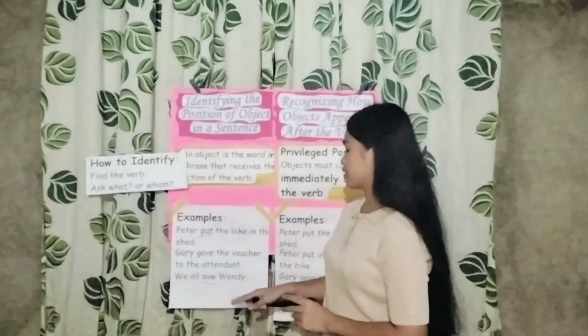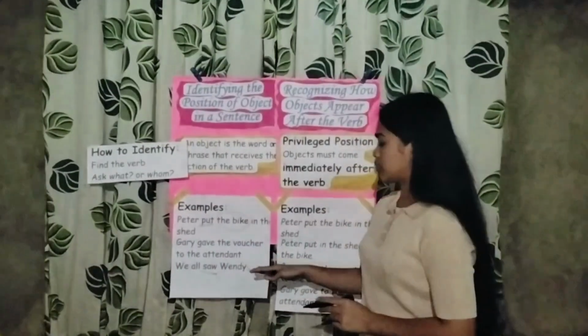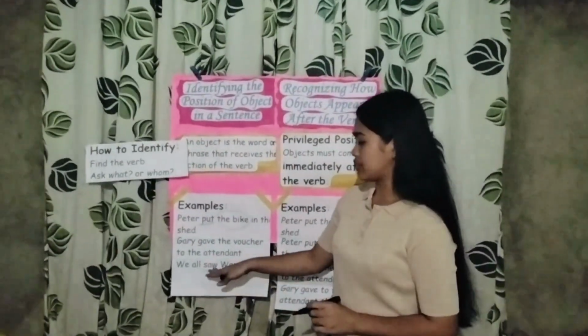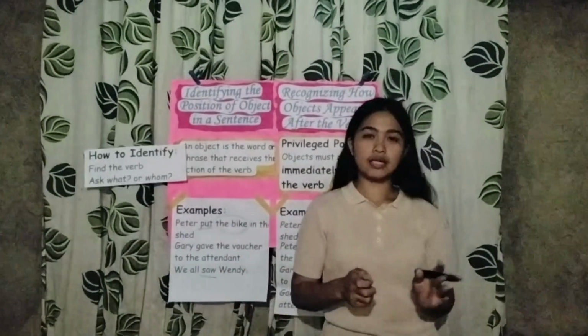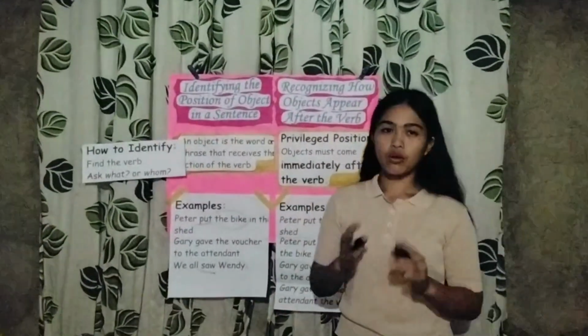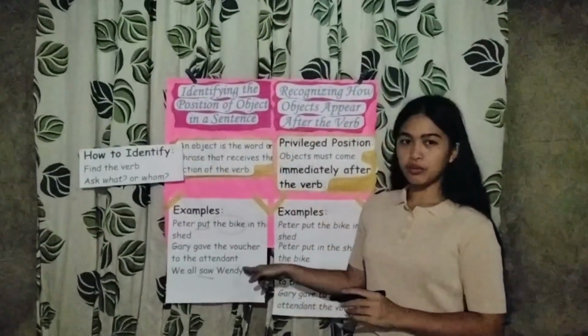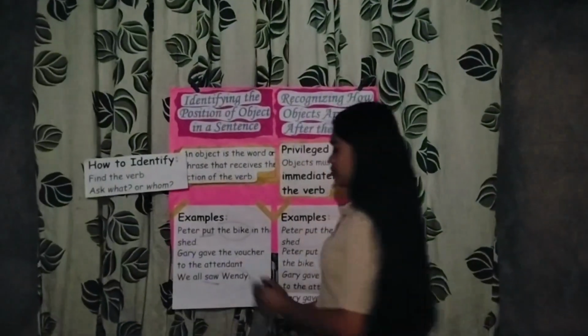Next we have, we all saw Wendy. The word saw there is the verb, and if we ask, we all saw whom? The answer would be Wendy, and Wendy is the object in the sentence.